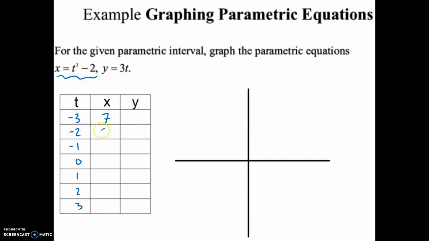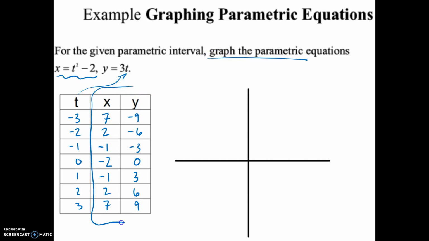Negative 2 squared is 4, minus 2 is 2. Negative 1 squared is 1, minus 2 is negative 1. 0 squared is 0, minus 2 is negative 2. 1 squared minus 2 is negative 1. 2 squared minus 2 is 2, and 7. So those are my x values, but then I take those same t values and plug them in for the t in the y equation. So I have 3 times negative 3 is negative 9, 3 times negative 2 is negative 6, 3 times negative 1 is negative 3, 3 times 0 is 0, so on and so forth. So I end up with this table. And what this allows me to do is to graph the parametric equations based on this table.